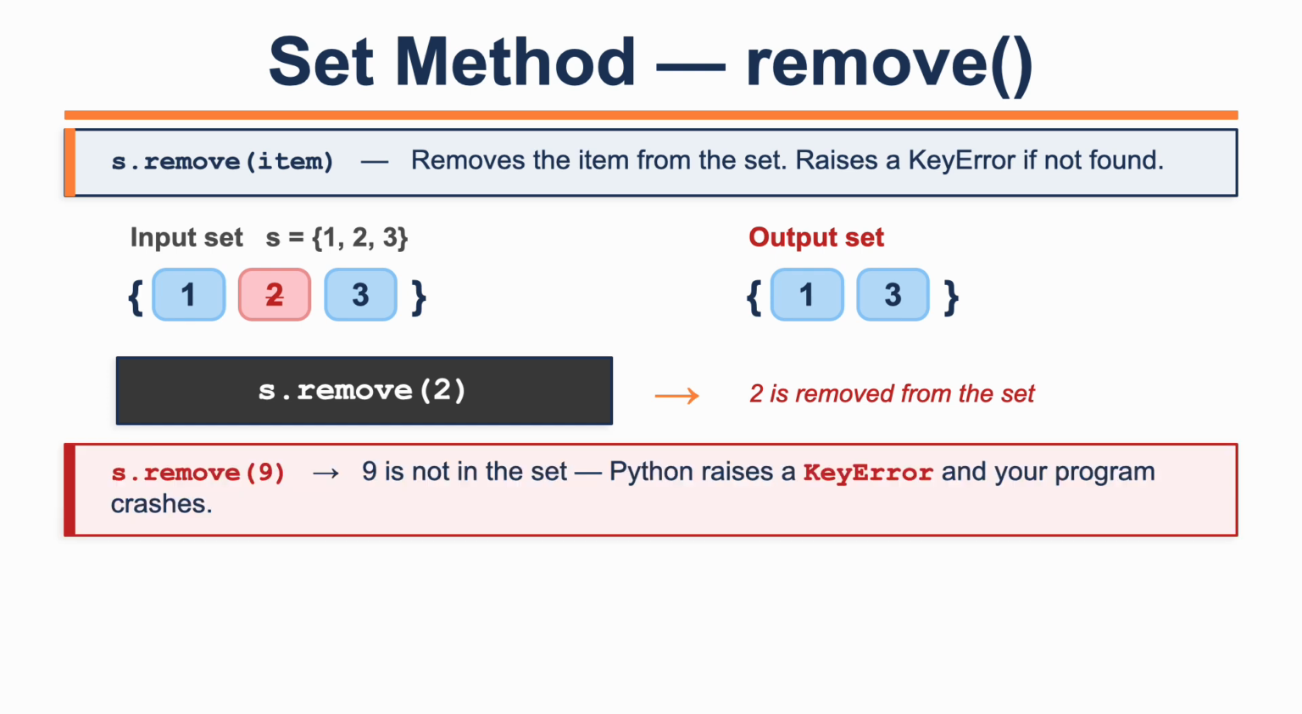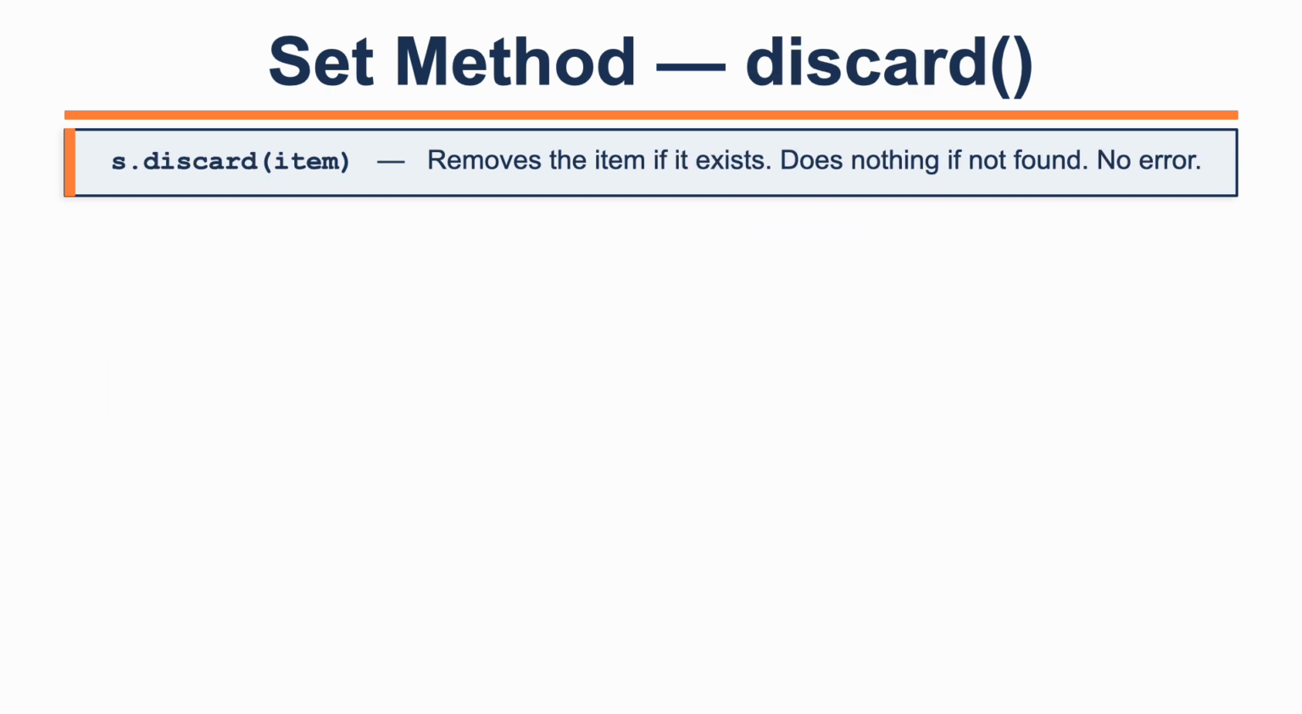But here is the danger. If you try to remove an item that is not in the set, like 9, Python raises a KeyError. Your program stops right there and crashes. So always use remove only when you are certain the item exists in the set. Remove works, but it crashes if the item isn't there. What if you're not sure? That's exactly what discard is for.